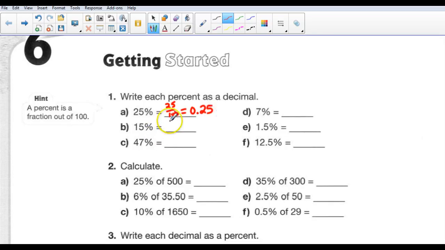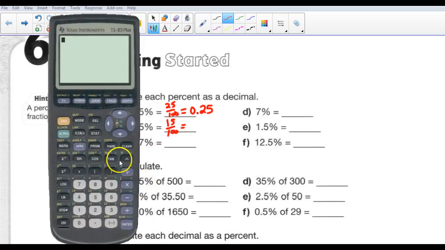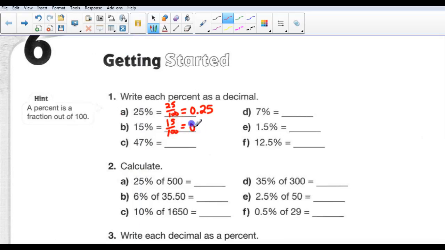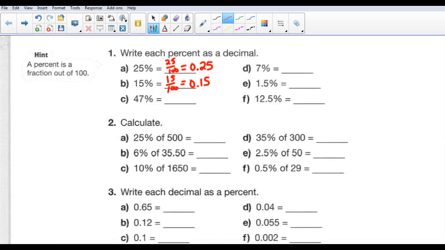Okay, let's do 15%. Well, that's just 15 out of 100. So we can take our calculator and we can take 15. We divide that by 100 and we get an answer of 0.15. Okay, so you can do the other 4 on there.